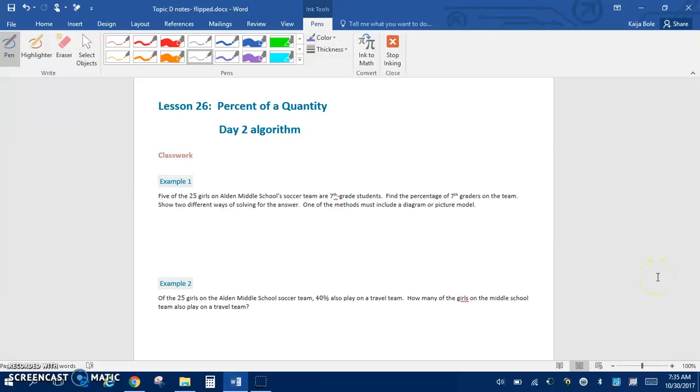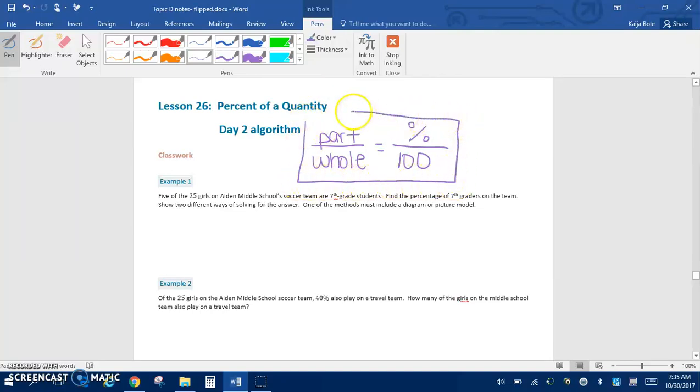Alright, so here we are on lesson 26, percent of a quantity, day 2, and today we're going to do the algorithm version. One thing that I want you to add here at the top is the standard setup for this algorithm. The first fraction is part to whole, our first ratio I should say. So part over whole equals percent, and then percent is always over 100. Please make sure you have this written down because you're going to need this for all of these problems.